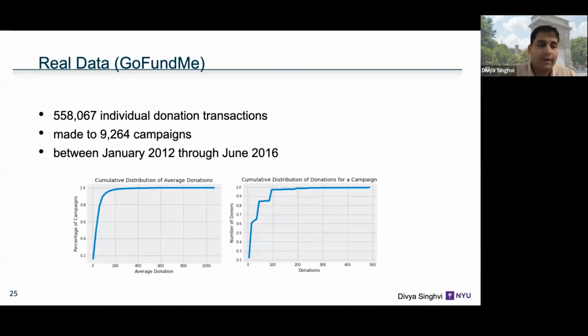There is a large amount of heterogeneity in this data set as well. So on the left here, I'm plotting the distribution of average donation. And you see that different campaigns have different average donations. They're reasonably different. Then on the right, what I'm plotting is the distribution of donations for a particular campaign. So even within a campaign, there was a large amount of heterogeneity. You see that donations range from 0 to 500, which is a reasonably wide range.